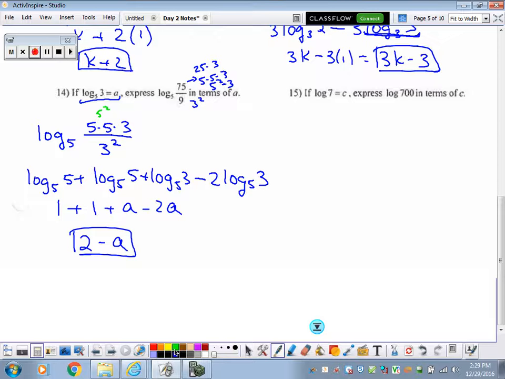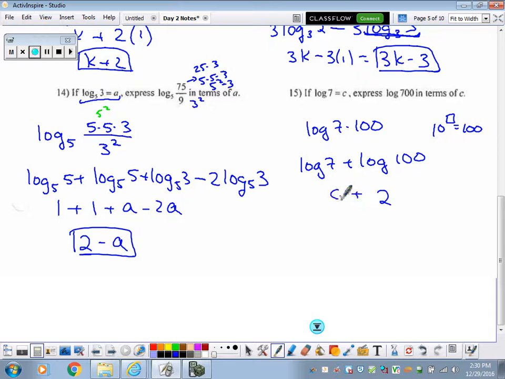Last one on this page, number 15, log 700 in terms of c. 700, we can break 700 down to 7 times 100. And we don't have to worry about the 100 because hopefully you're now getting better at seeing that log 100 means 10 to the what power is equal to 100, to 2. Log 7 is given to us as a c. So this expression simplifies down to c plus 2.